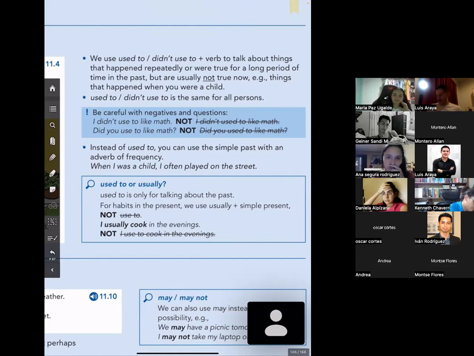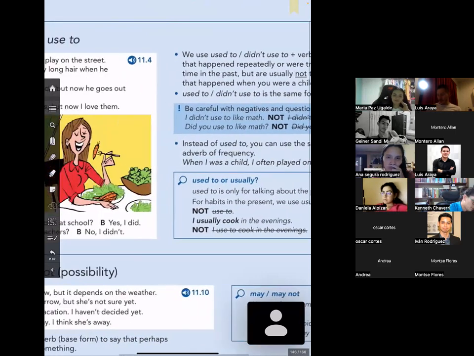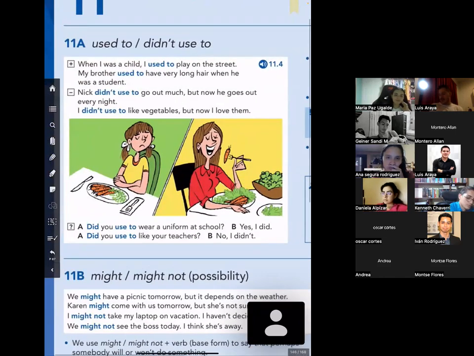Okay. Got it. Awesome. Let's go on now over the examples because we haven't looked at them. When I was a child, I used to play on the street. You see, that is it. Like you no longer do it because you're no longer a child, most likely. The following, my brother used to have very long hair when he was a student. The next one, Nick didn't used to go out much, but now he goes out every night. And the other one, I didn't used to like vegetables, but now I love them.